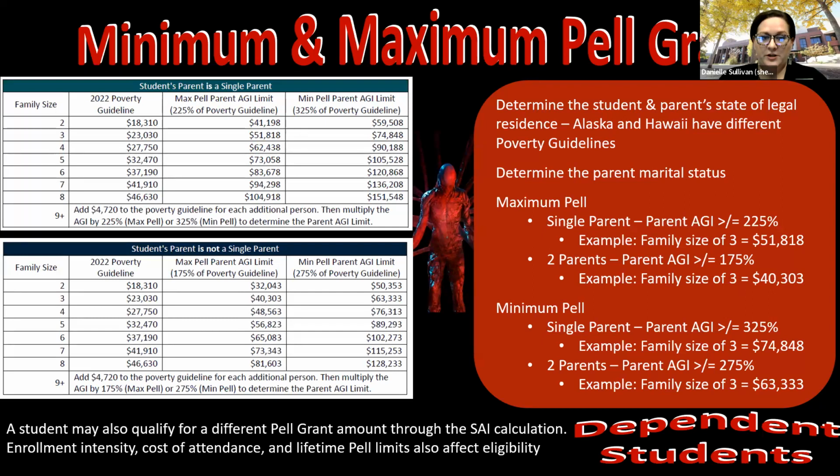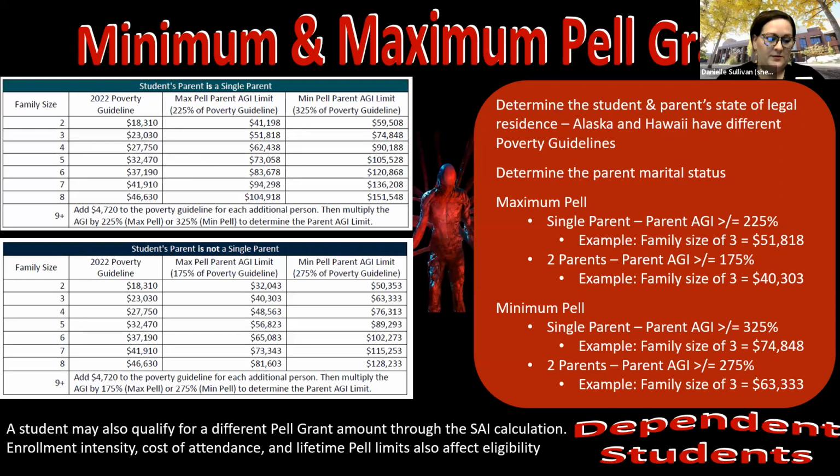But in the new calculation and in our new world that we're living in, this family could qualify for a Pell Grant. If it's a 2-parent household, the AGI needs to be less than or equal to 275%. That's the second chart on the bottom. So for a family size of 3, their AGI could be at 63,333, and they would still qualify for a minimum Pell Grant.